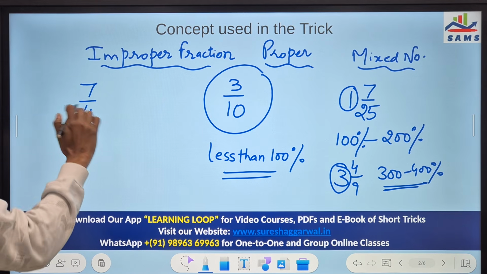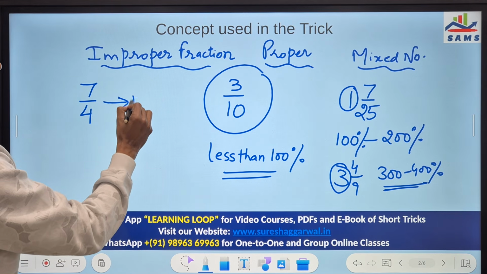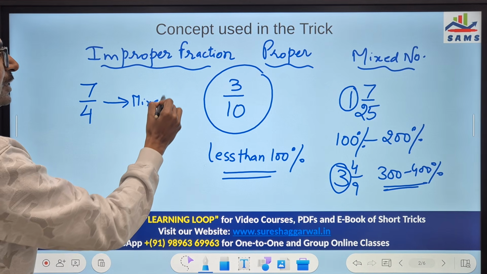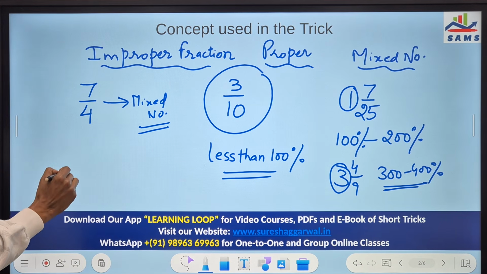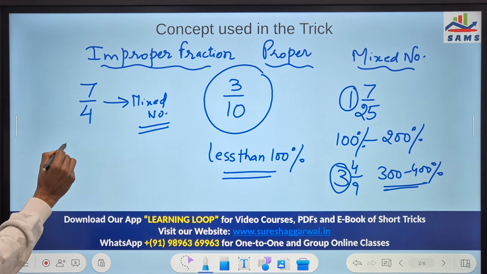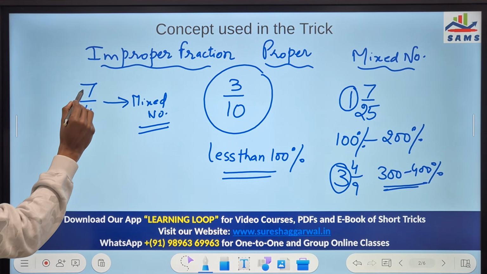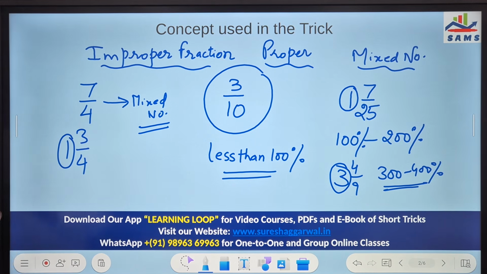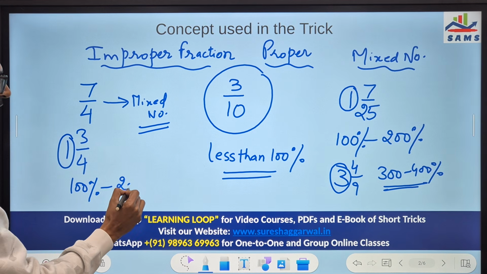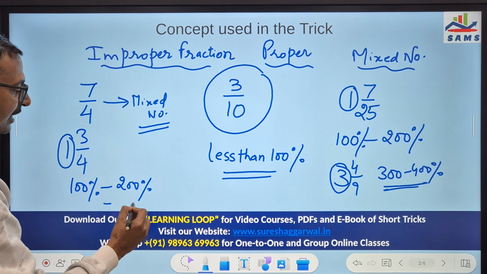It all depends on how you convert it to a mixed number. And once you convert it to a mixed number, you know what the percentage equivalent of this will be. So this is actually 1, and then 7 minus 4 is 3, so 1 and 3 by 4. The whole number part is 1, so your answer will be between 100% to 200%. That is the criteria.